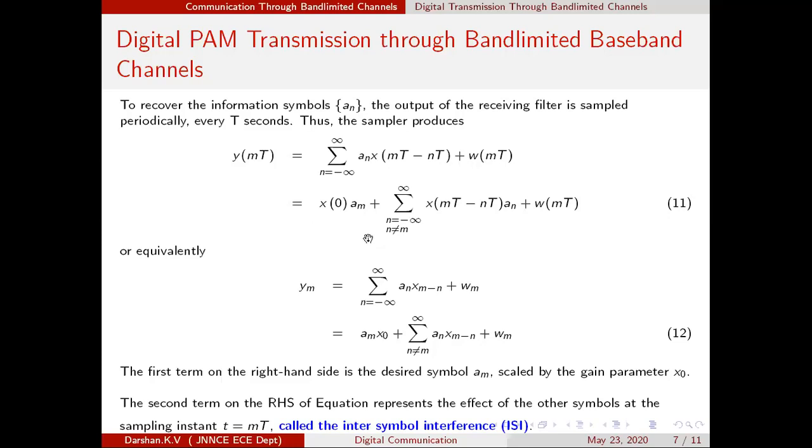So first we will consider the first term. Initially we will consider the first term. What does this contain? Am. What does Am represent? You can treat it as the mth symbol.